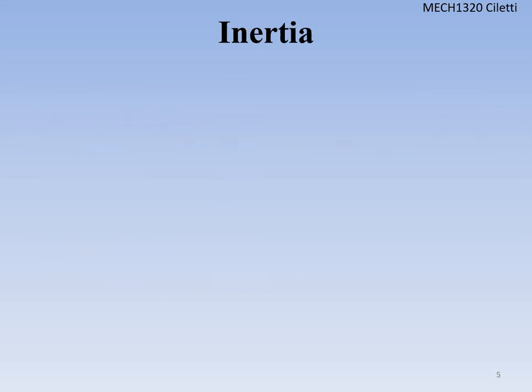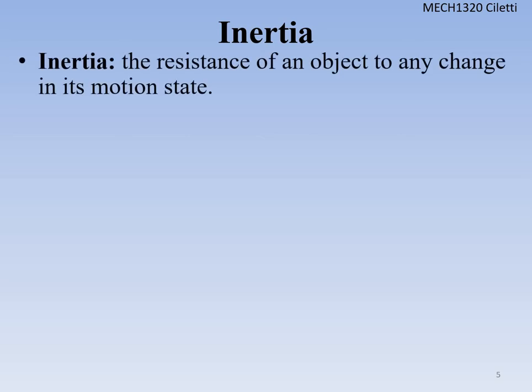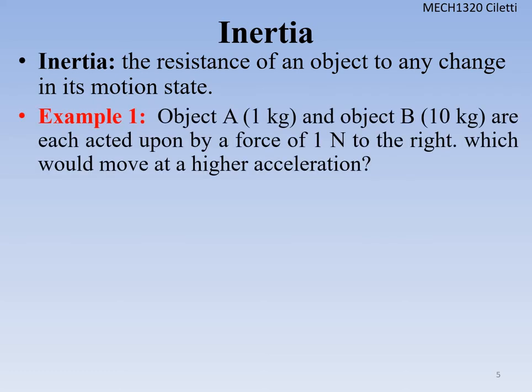All right, let's talk about inertia now. Inertia, by definition, is the resistance of an object to change in its motion state. But it's really like the amount of energy that we need to get something moving. So if an object's at rest, how much inertia do we need to overcome to actually get it into motion? Let's take a look at an example here.